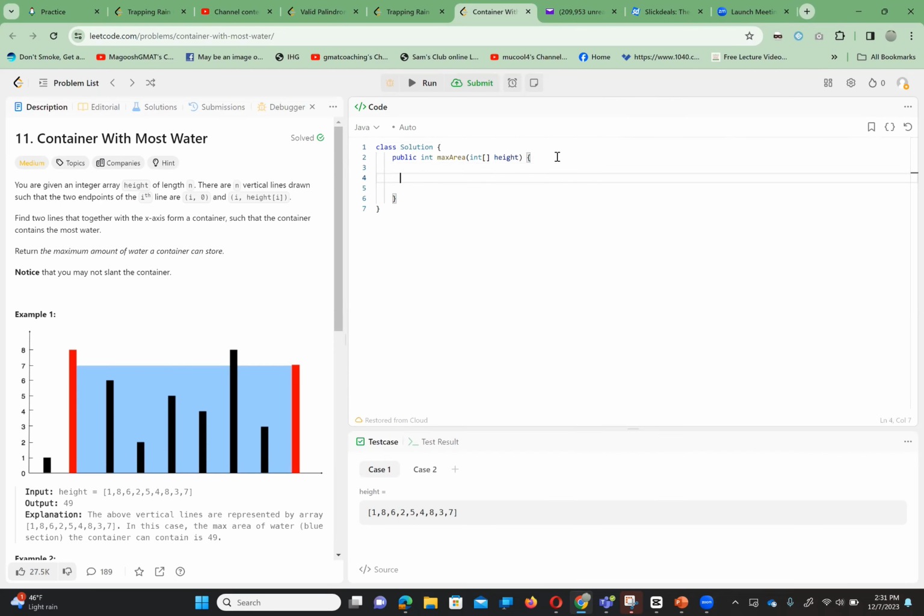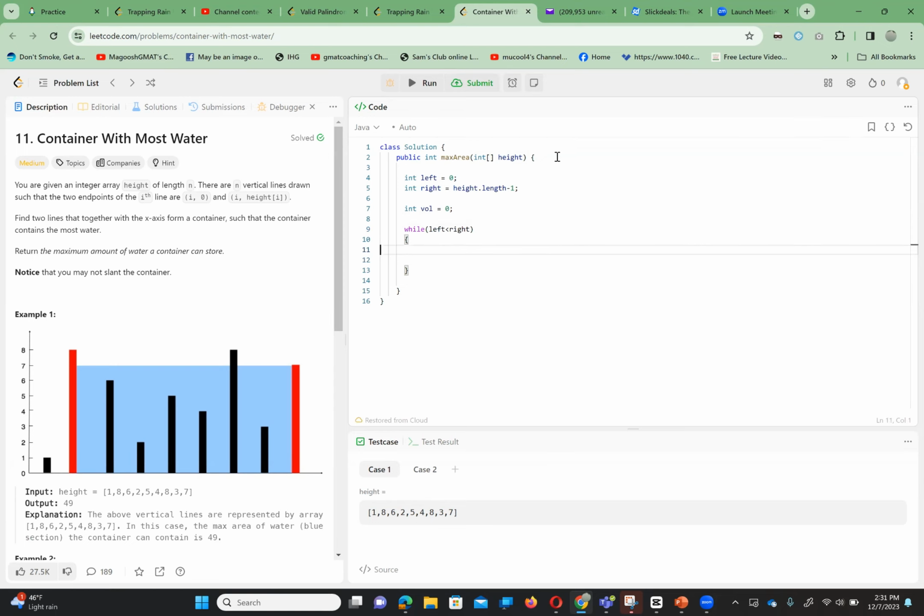So let's code this. We'll have a left pointer. It will be pointing to the first index, and then we'll have a right pointer that will be pointing to the last index. And then we will have a variable for volume, which will hold the maximum water volume, and then we'll move the pointers, and we'll have to make sure that the left pointer never crosses the right pointer.